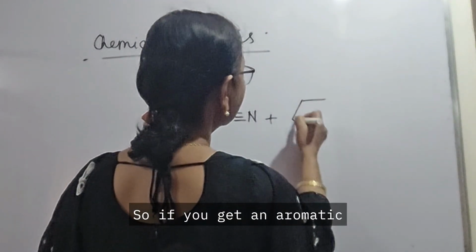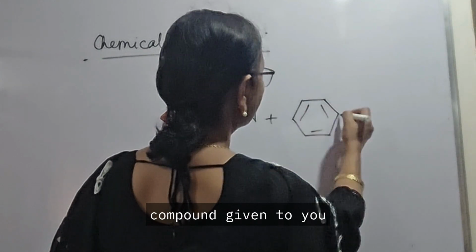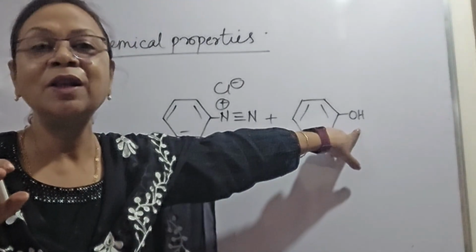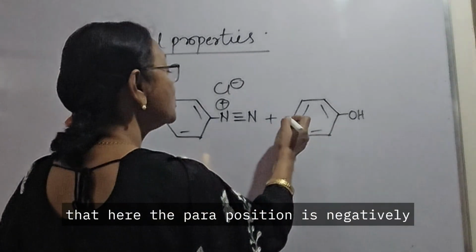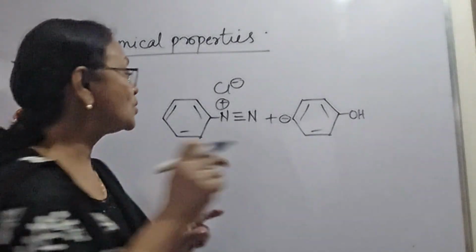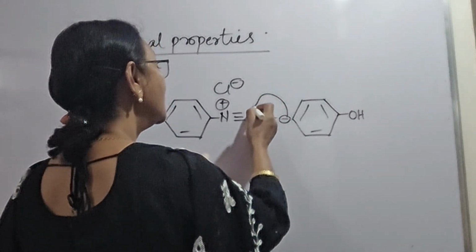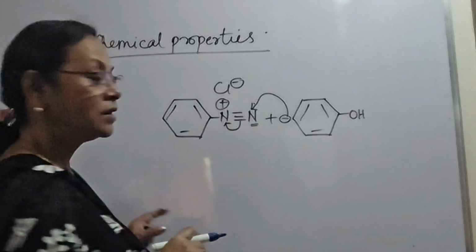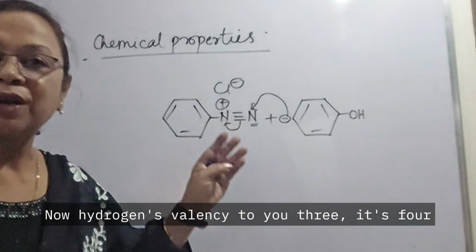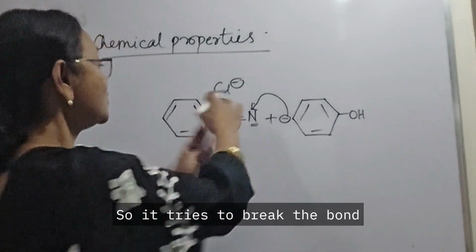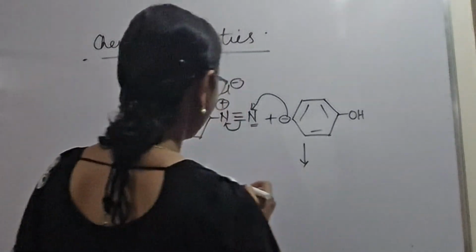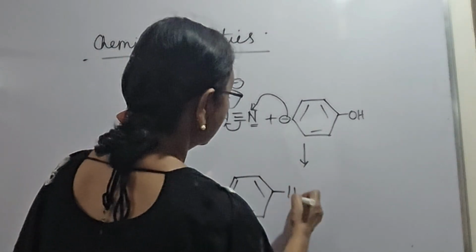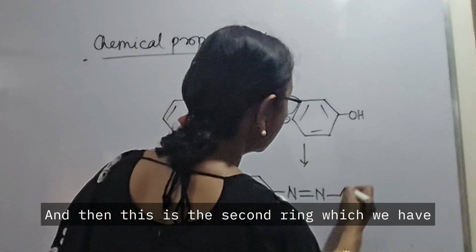So if you get an aromatic compound given to you with an electron donating group, what will happen is that here the para position is negatively charged due to resonance. So here the negative para position will attack the nitrogen, and here the triple bond. Nitrogen's valency should be 3, it's 4. So it has to come back to a valency of 3. So it tries to break the bond. So let's write the product. So this is a coupled product. This is one ring which we have, and then this is the second ring which we have.